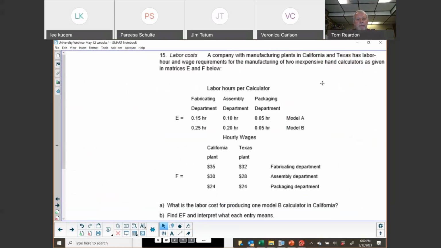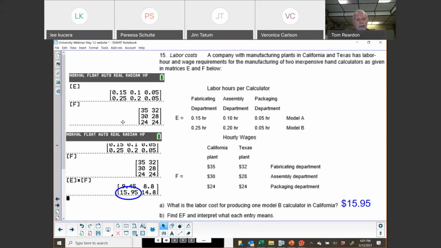A company with manufacturing plants in California and Texas has labor hour and wage requirements for the following. What is the labor cost for one model B calculator in California? Interpret the product of these two matrices and interpret what each entry means. So instead of doing it by hand, they can set this up and then explain what those things mean. The labor cost for producing one model B calculator in California is going to be this entry right here, because the model B and the California is this row and this column.